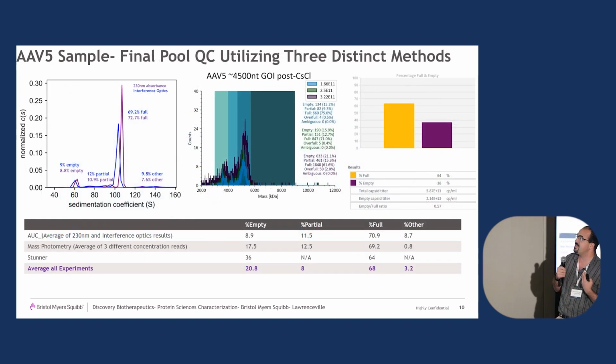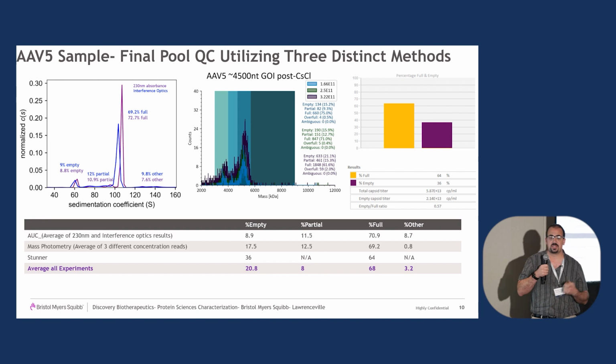So when you take a look at this, this is an AAV sample that we had. It's AAV5 with the same 4,500 nucleotide gene of interest that we're interested in. We're looking at post-cesium chloride analysis and comparing that to analytical ultracentrifugation and Stunner.